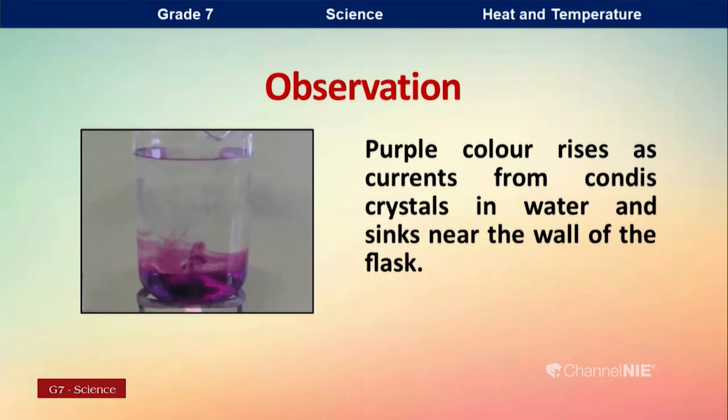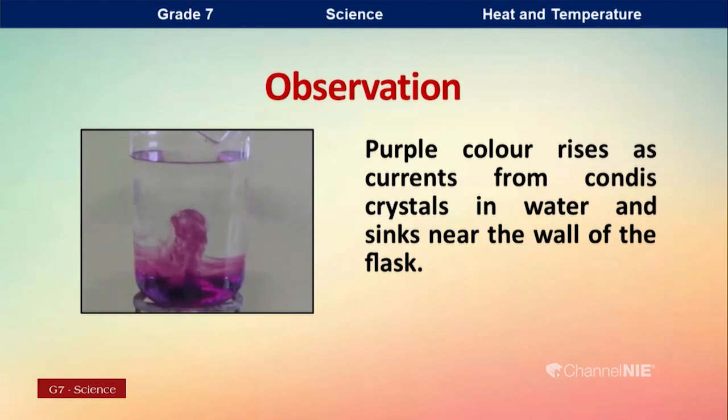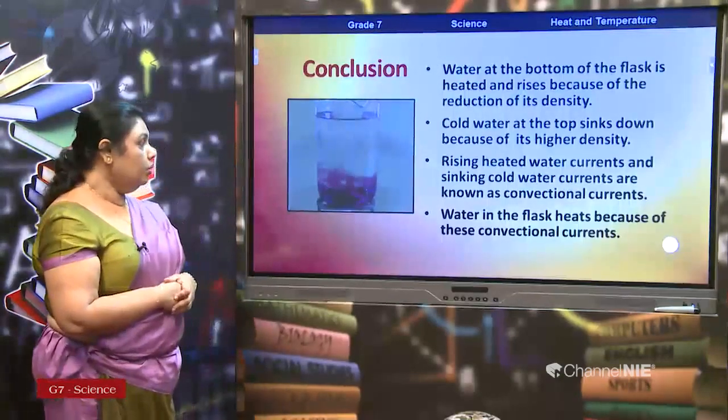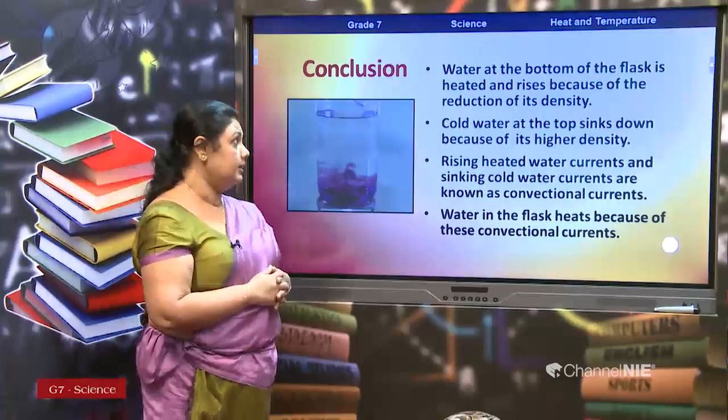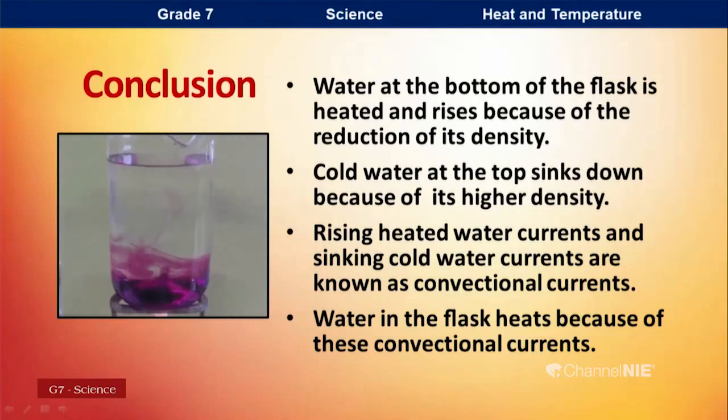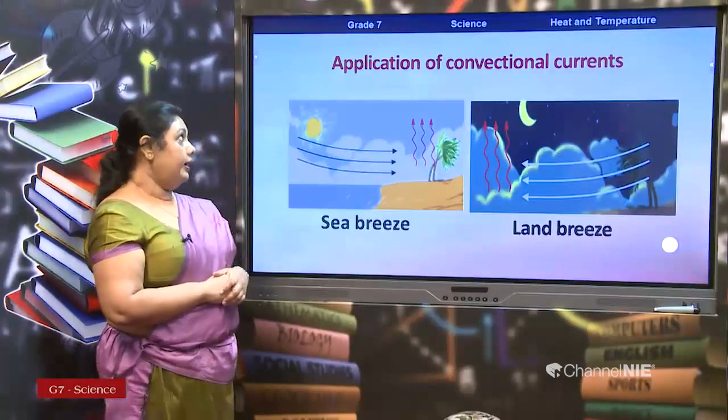Why are we using potassium permanganate here? To show that it is moving out. If not, we can't see water particles. Okay, hope it is very clear. So, what is our conclusion? What you learnt here is that the colder liquid particles move down and the hotter particles move up, rising, and the colder particles sink. That is called convectional current in liquids. Convectional current in liquids. Right.